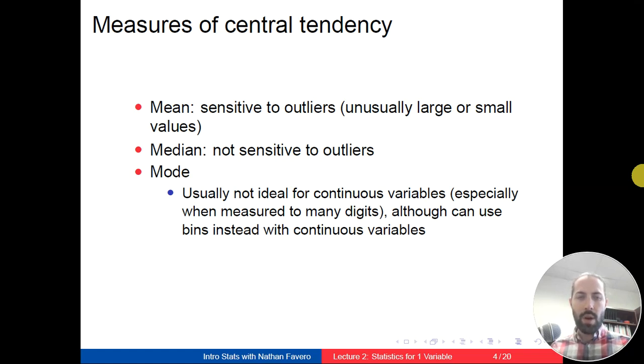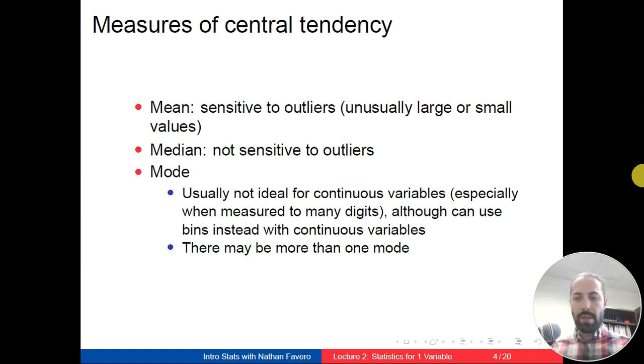So that's a case where we definitely want to use the mode. It's our only measure of central tendency out of these three if we have a qualitative variable. But for quantitative variables where we measure them to lots of digits, the mode is often not going to be very useful. Another thing to know about the mode is that there can be more than one mode.